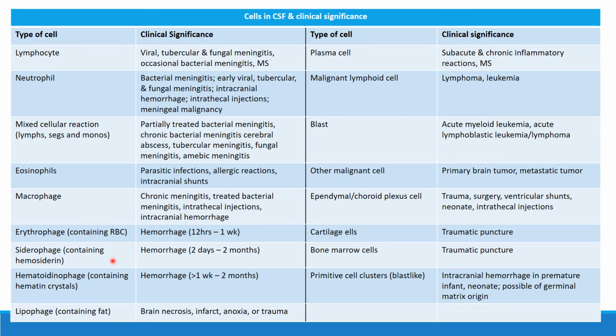And then note your interesting cells here, your erythrophage and your siderophage. Those are associated with hemorrhages. Lipophage, same, associated with necrosis, some kind of trauma to the brain, tissue death. Plasma cells, malignant lymphoids, and you can see. You guys can read this, so it's nothing particularly earth-shattering here.